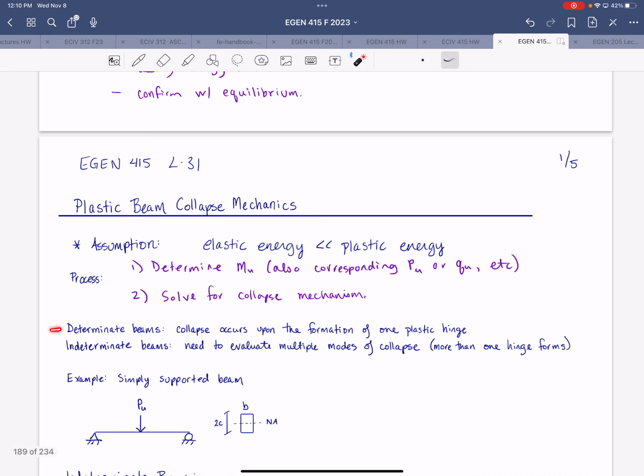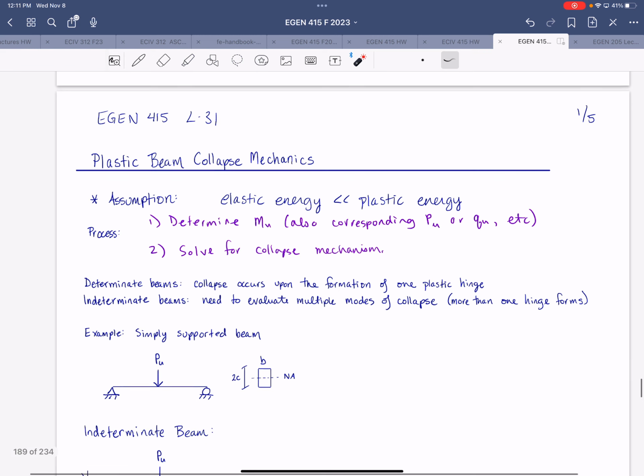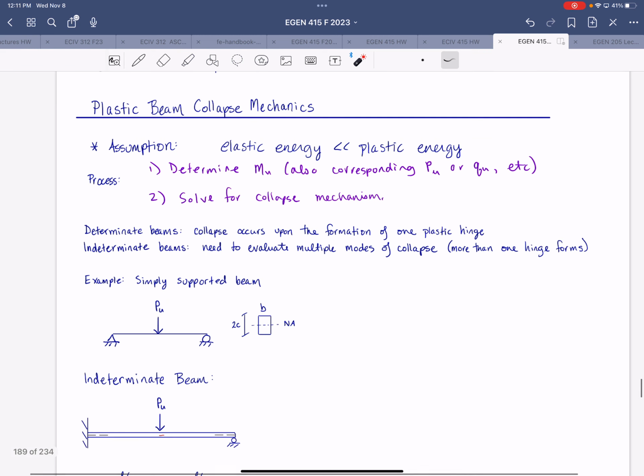Now, for determinate beams, like the one we just looked at, the collapse will occur once one plastic hinge has formed. That's all it takes. For an indeterminate beam, you need to consider multiple modes of collapse. There's more than one hinge that will need to form for an indeterminate beam to fail. So you have to figure out which hinge will form first, and then what the different possible mechanisms are that could result from all the possibilities, based on the loading and the configuration.